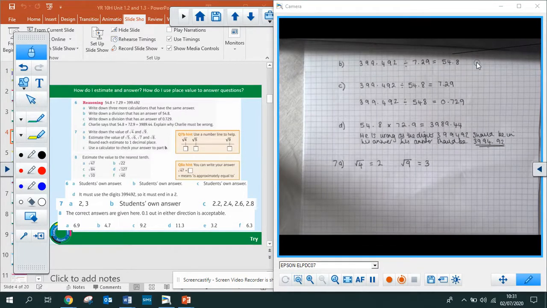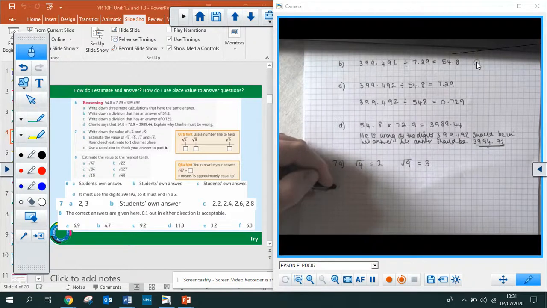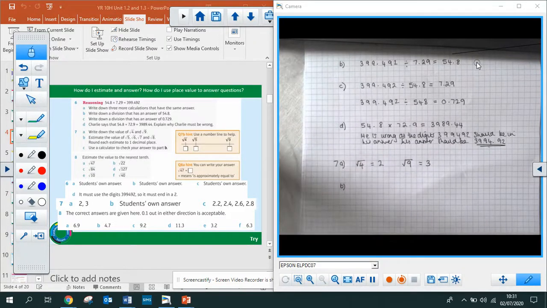Then, part B says estimate the value of root 5, root 6, root 7, and root 8. Round each estimate to one decimal place. Okay, and they've said to you to use a number line to help.